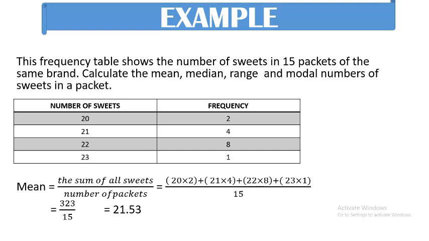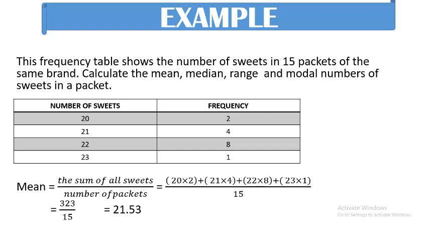We know how to calculate the mean, we know how to find the median, we know how to calculate the range, as well as how to find the mode. So here we have a frequency table, and this frequency table has two columns. The first one is that of number of sweets, and the second one is that of frequency. Under frequency we have the number of packets, while in the first column we have the number of sweets.